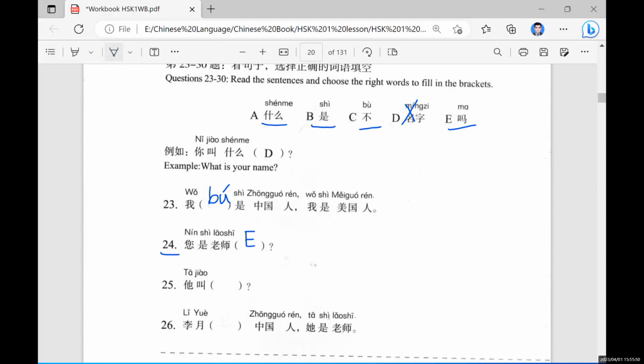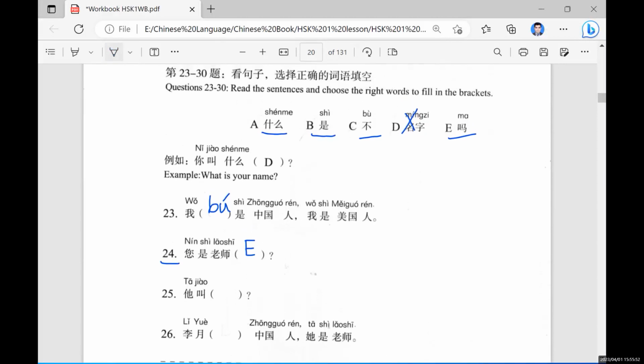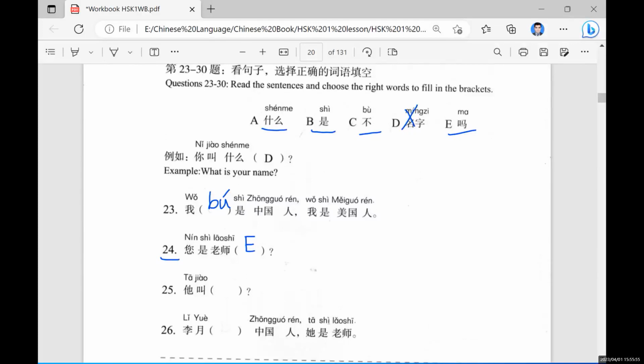So next we have 25, Ta jiao shenme, and A will be the answer. Ta jiao shenme, what's his name? Like we say, Ni jiao shenme means what's your name. Ta jiao shenme means what's her or what's his name. So here in our character we can see Ta means he. Always remember Ta has two characters.